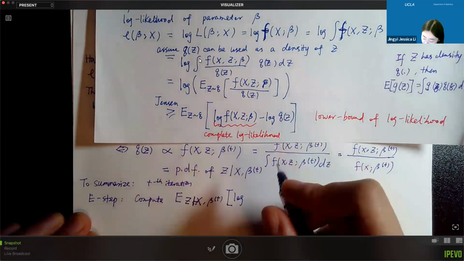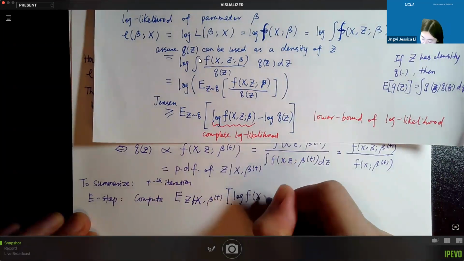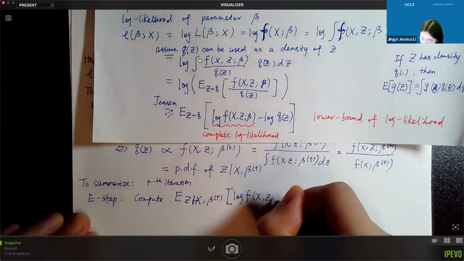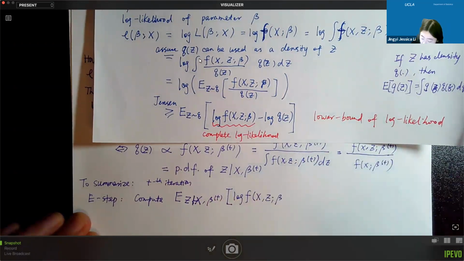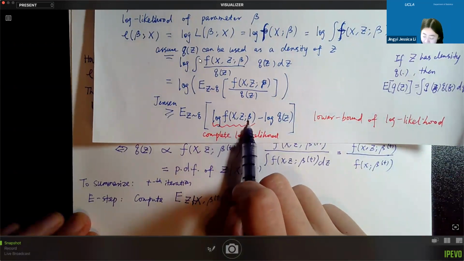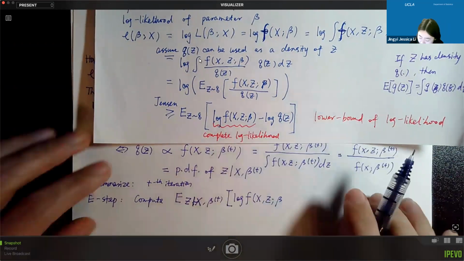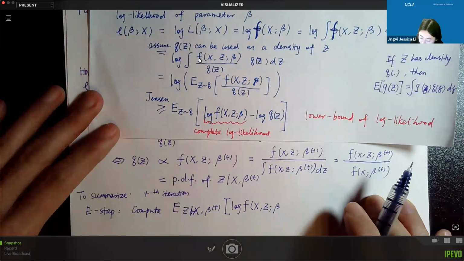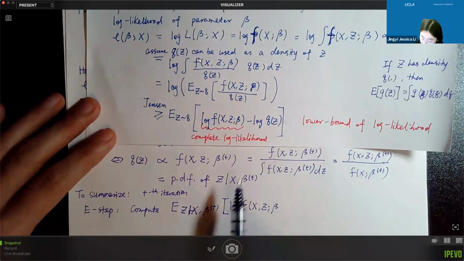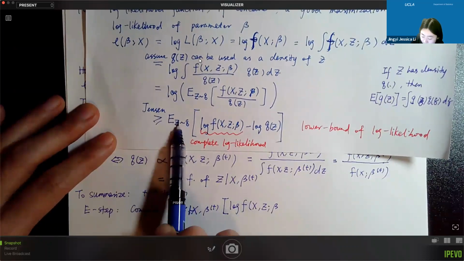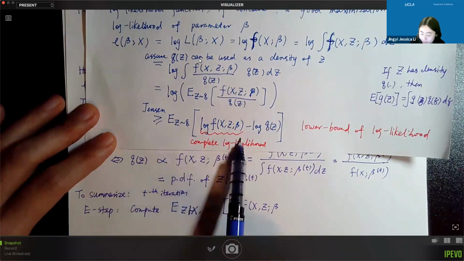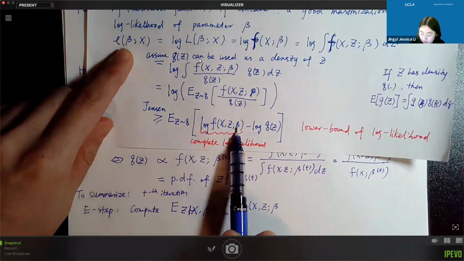We can also treat this as the log complete likelihood of beta. And please note that here, the beta should remain as beta. So what I mean is that when we compute the expectation, Z is taken over by the expectation. Okay, that's the lower bound. But the beta remains as beta as an argument.